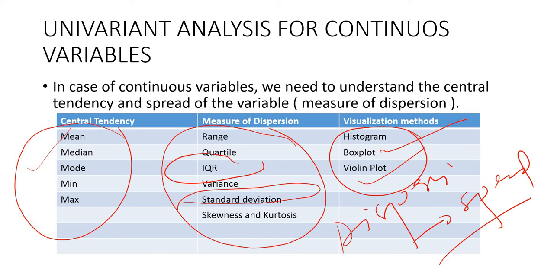Box plot is also known as whisker plot. There is a separate video for box plot. We will use it for detecting outliers. You have a separate video under the playlist, feature engineering, box plot. So these are all the visualization methods we use for univariant analysis.